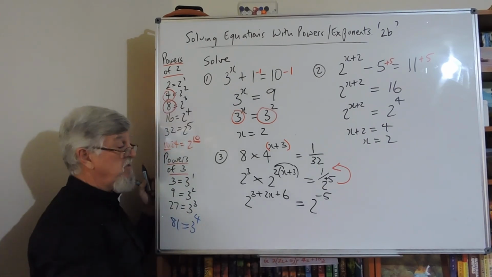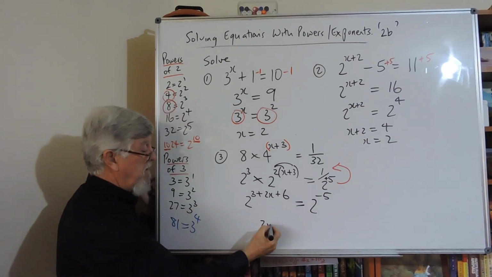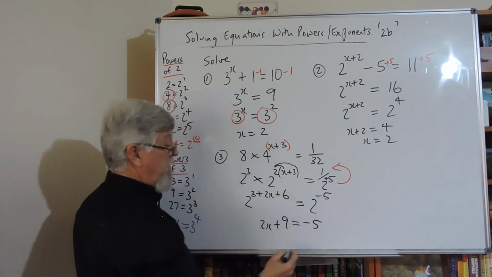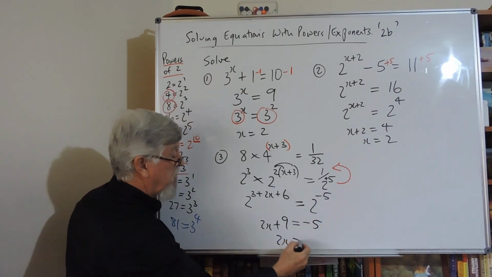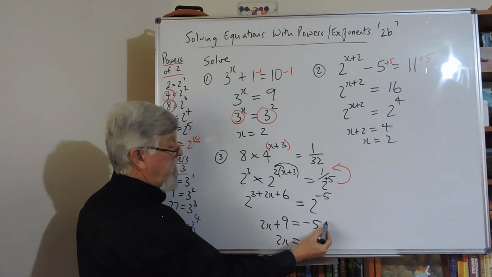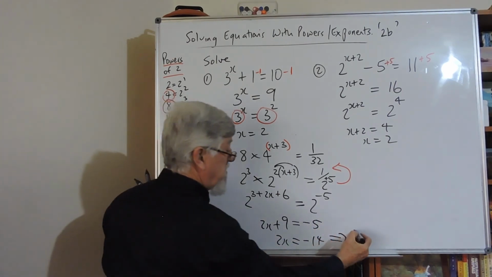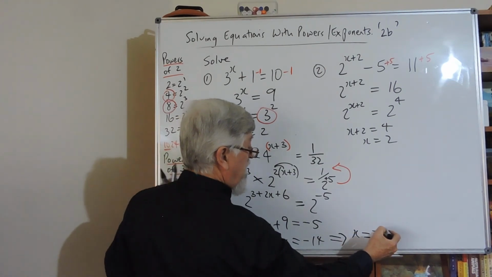So here's my equation. I'm going to simplify it. There's a 2x. 3 plus 6 is 9, and I got minus 5. So now I've got 2x equals, if I subtract 9 from both sides, this will be minus 14, and pretty obviously then, the answer is x equals minus 7.